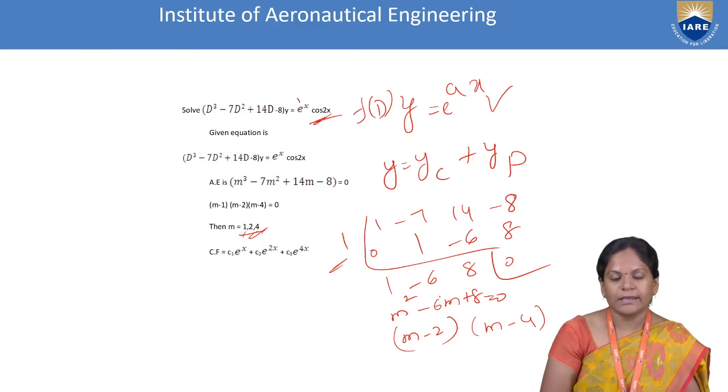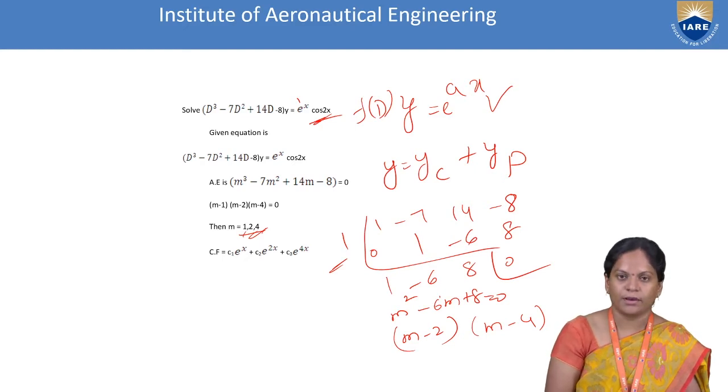So here the 3 roots are real and distinct. So what are they? 1, 2, 4. There is no complex value. So that's why these 3 are real roots, and which are distinct roots.